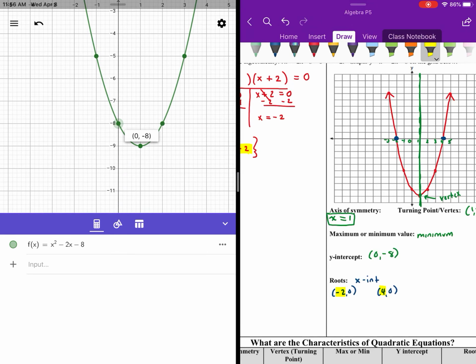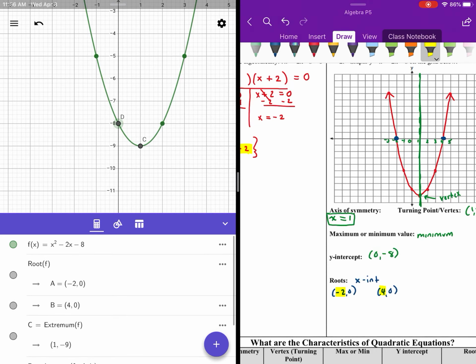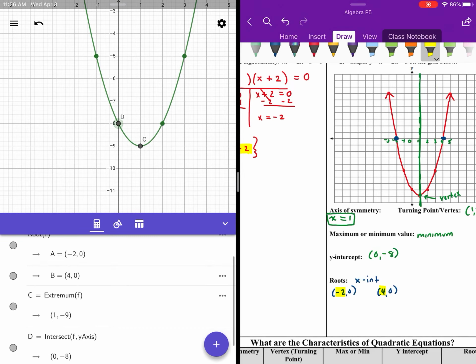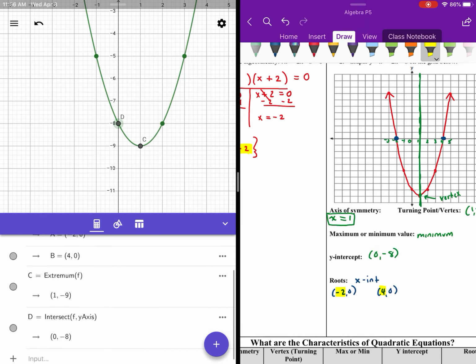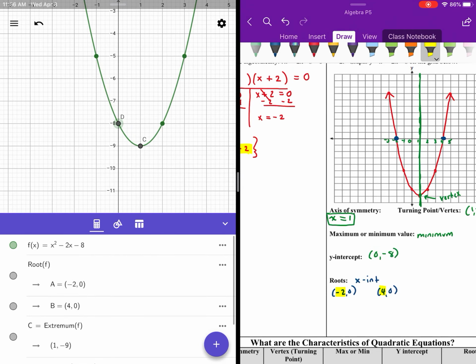Now also, GeoGebra will list some of these answers for you. All right, I already typed in the equation. If I hit these 3 dots and hit special points, it actually gives you roots. You see here, A and B, (-2, 0), (4, 0). The extremum is just a fancy way that GeoGebra calls the vertex, (1, -9). The intersect y-axis, that's just GeoGebra's way of saying the y-intercept, (0, -8). So it actually gives you a lot of those things. What it doesn't give you is the axis of symmetry, so you're going to have to figure that out on your own.